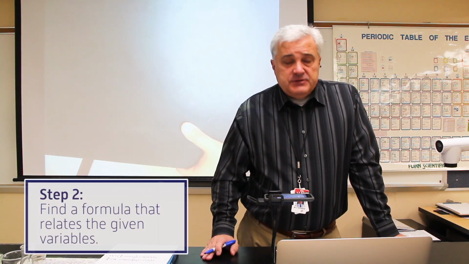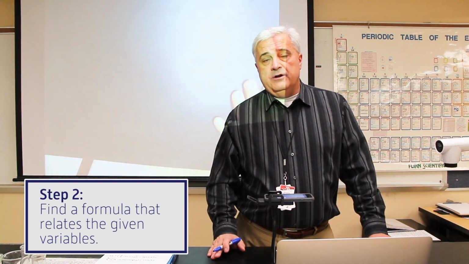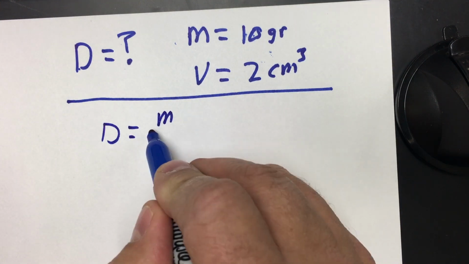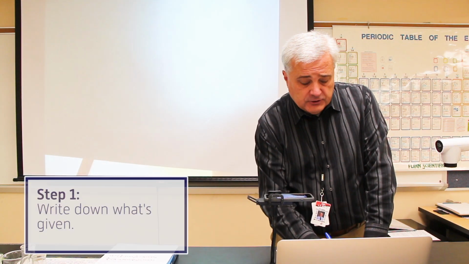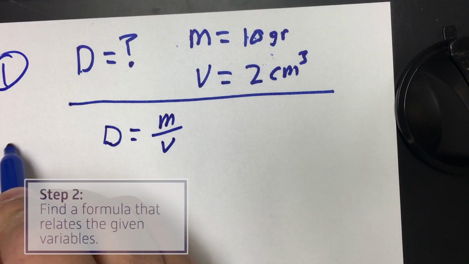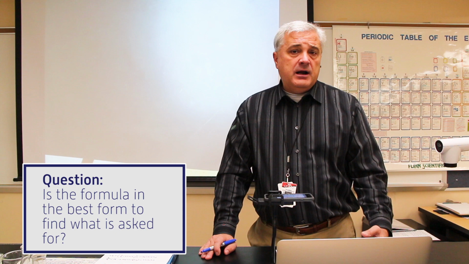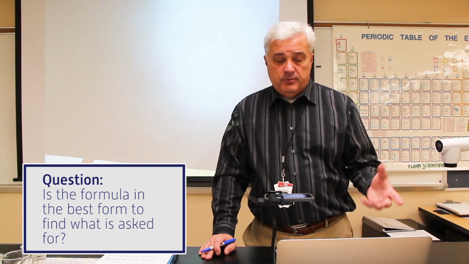The second step is to find a formula that relates these variables. So I look up in a book or Google the formula for finding density, and I'm going to find that density equals mass divided by volume. Now you have a choice to make. Is my formula in the form that I want, or do I need to rearrange it? Or do I need to look up a different formula? In our case, the density is what we're looking for, and we have a density equals formula.